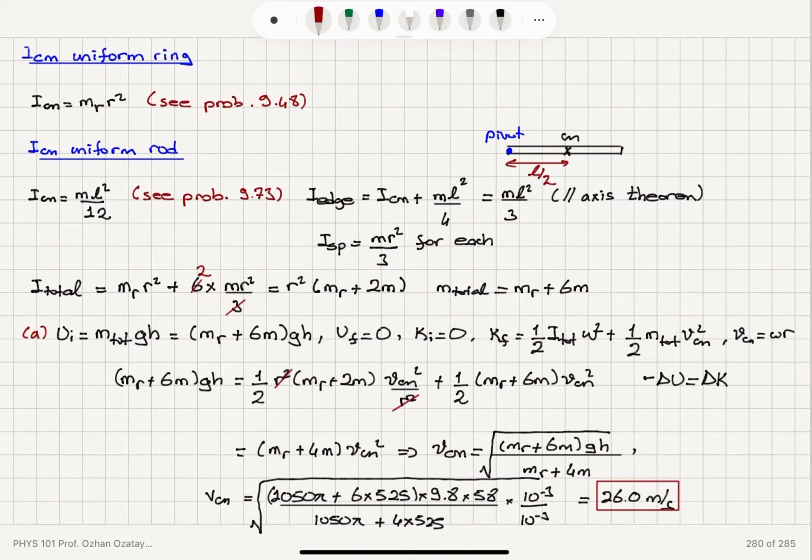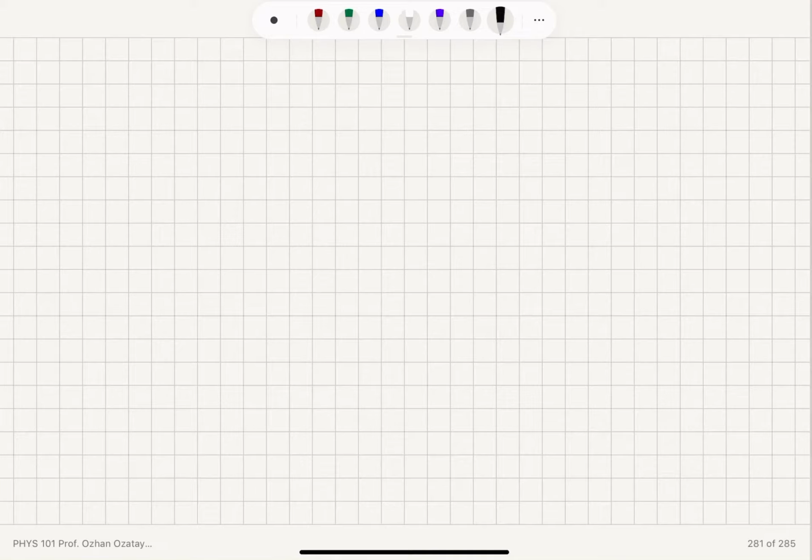So this is our final center of mass speed. What is the final angular speed? The final angular speed will be V center of mass divided by R, which is 26 meters per second divided by 21 times 10 to the minus 2 meters. This gives us 124 radians per second. This is our final angular speed.